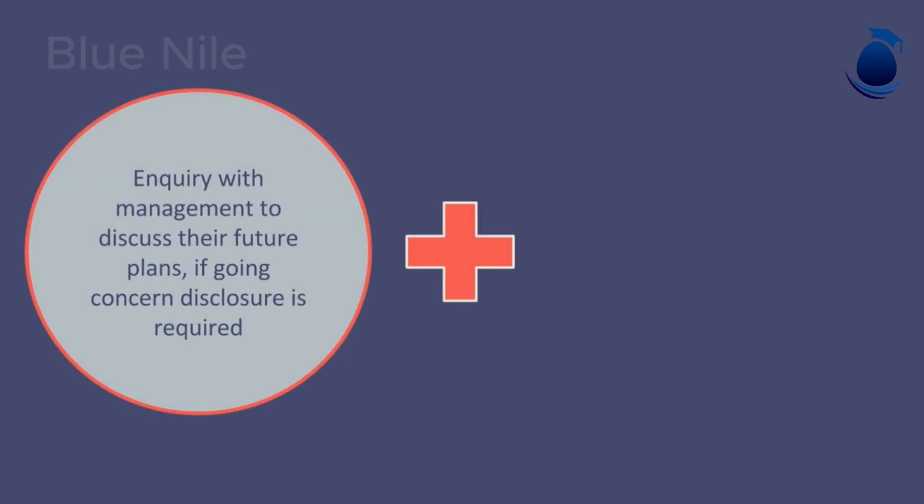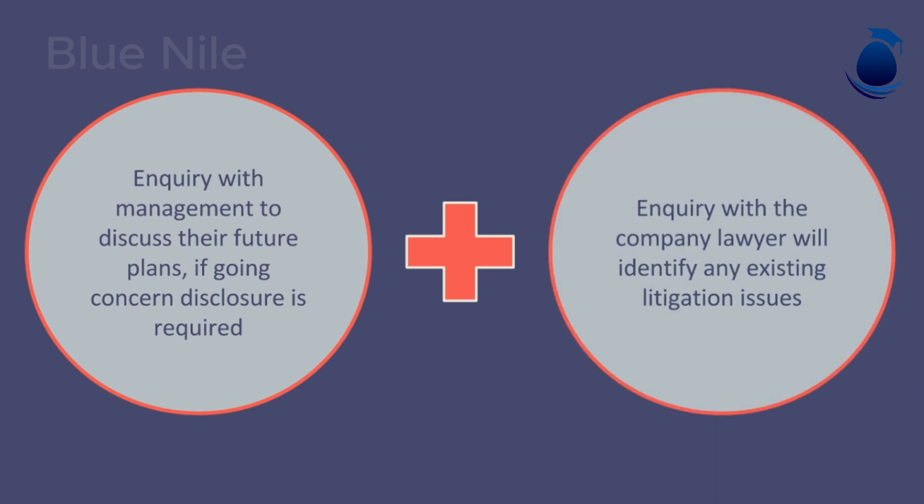Inquiry with management to discuss their future plans or give explanations to anything found by the auditor will help them decide if going concern disclosure is required. Inquiry with the company lawyer will identify any existing litigation issues which could cause future problems for the entity. If a court case is looming, compensation payments may be possible, and an effect on their reputation may affect future revenue growth.